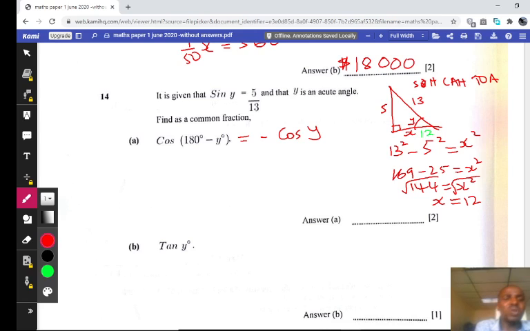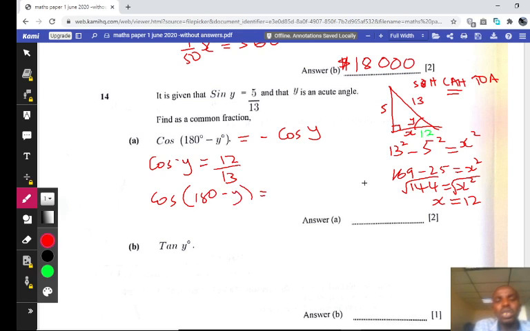What is cos y based on that triangle? Cos y is equal to, based on SOHCAHTOA, adjacent over hypotenuse. Adjacent is 12 over hypotenuse, which is 13. So it will be 12 over 13. Which means cos of 180 minus y is equal to minus 12 over 13. So the answer will be minus 12 over 13. That will be your final answer.